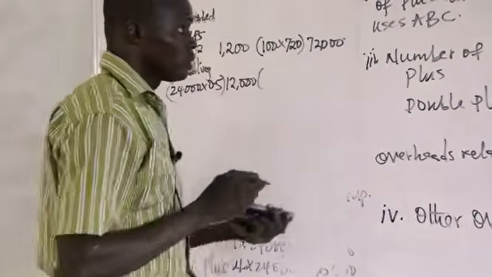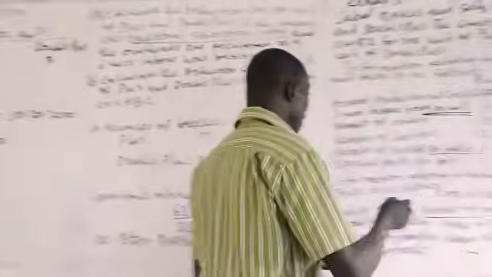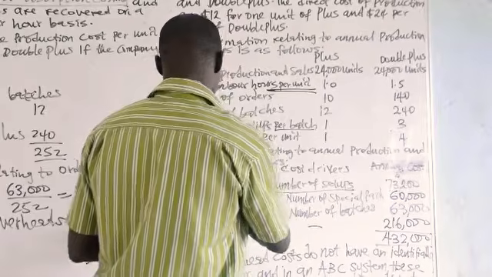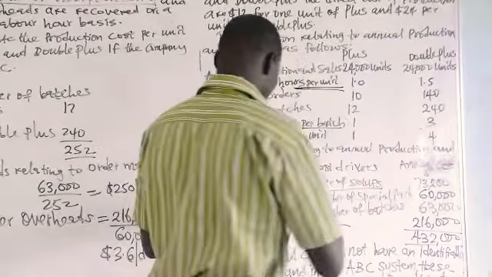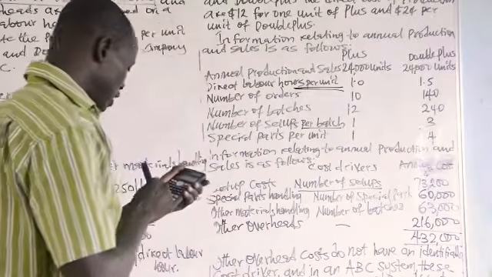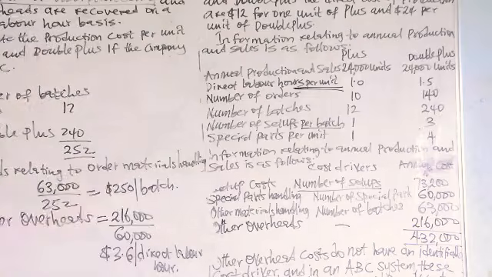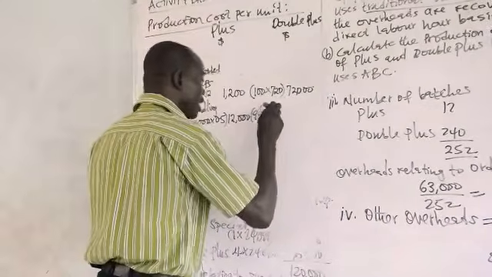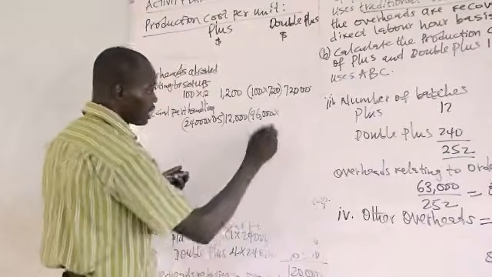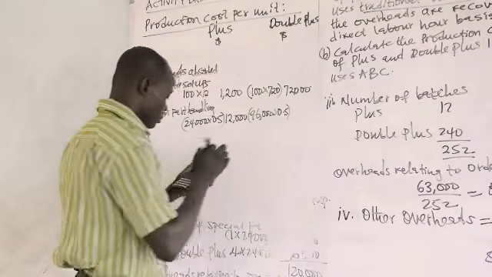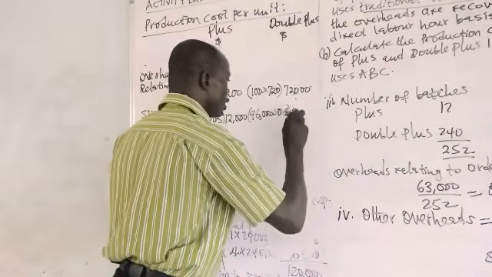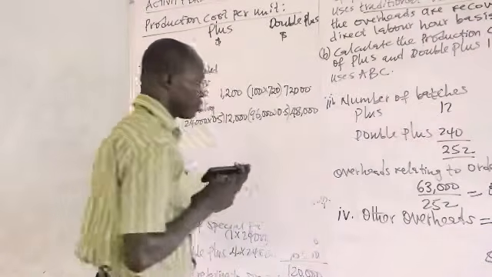Then for the second one, number of special parts, 4 is the special parts per unit. 4 times 24,000, and we got 96,000. 96,000 times the rate per unit, which is 0.5, and that gives us 48,000.